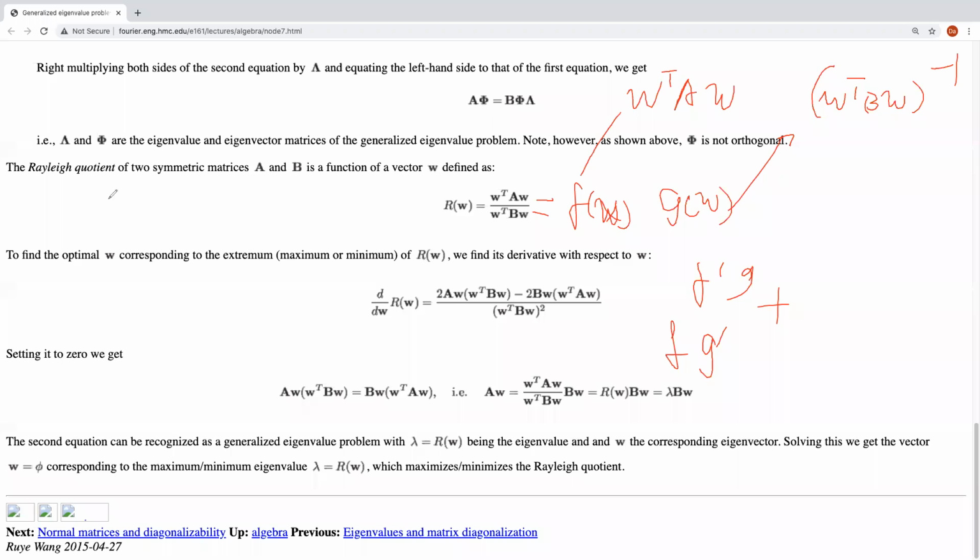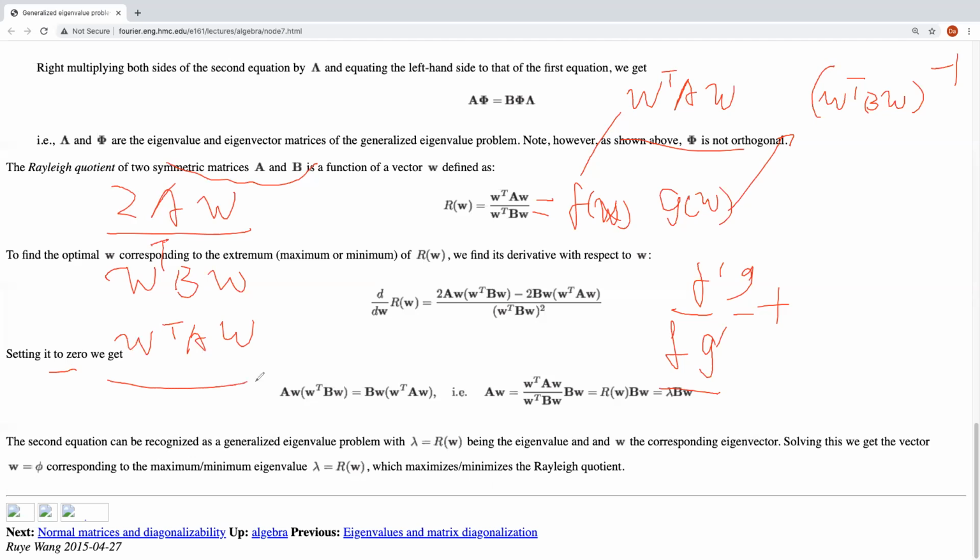It's 2AW, because A is symmetric, according to our derivation. But this is F prime times G. G is one divided by W transpose B W. Now let's consider F G prime. F is this, so we have another term, which is W transpose A W. But we have this G prime. The derivative of an inverse is negative of this thing squared, and so we have W transpose B W squared.